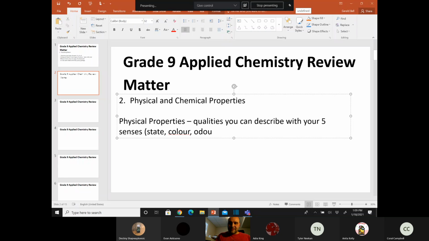If there was an odor, maybe it smelled funny. I don't know. It was hard. That would be you touching it. Or it was brittle, or it breaks apart. Anyway, those are all things that you can figure out using your senses. Physical properties. And we also had chemical properties.